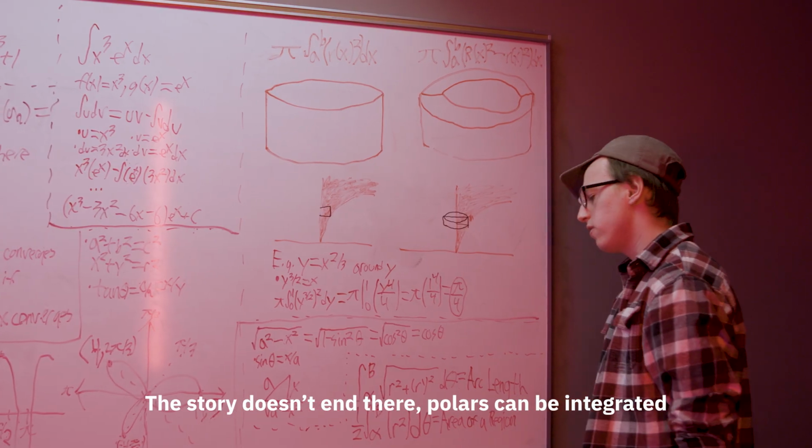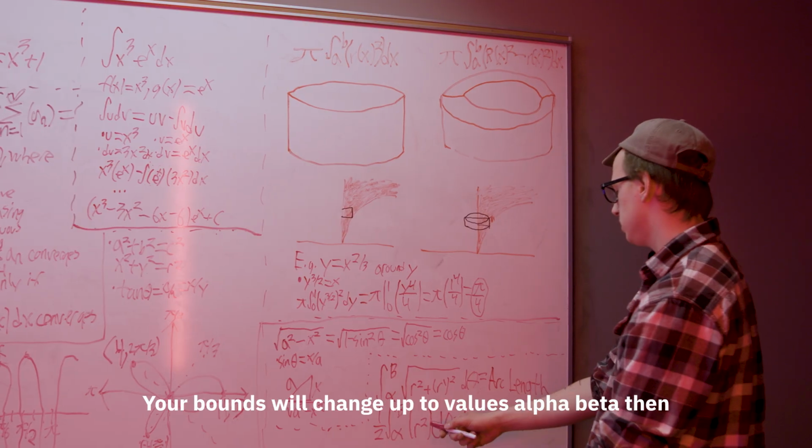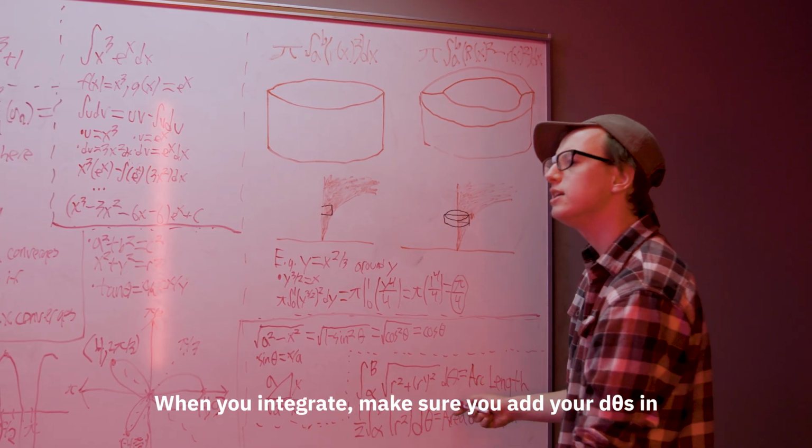The story doesn't end there, polars can be integrated. Arc lengths and areas will still show up in radians. Your bounds will change up to values alpha and beta then. When you integrate, make sure you're adding your thetas in.